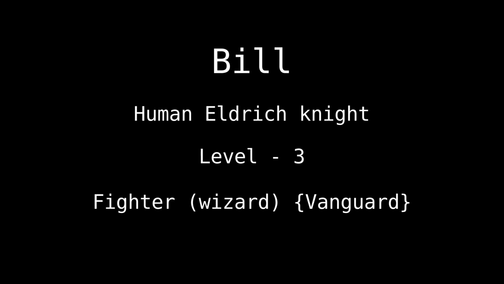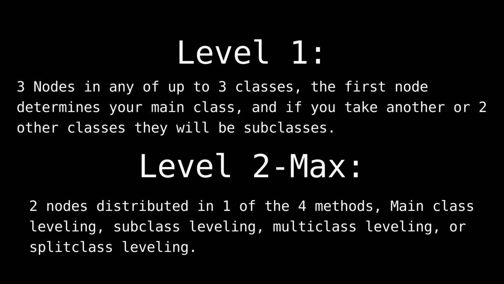For our next level up, Bill's martial prowess is a bit lacking, especially in the health department. So let's level up in the third manner that you can level up, multi-class leveling. For this, we simply pick a class skill tree that we want to gain the features from and take 2 nodes in it.